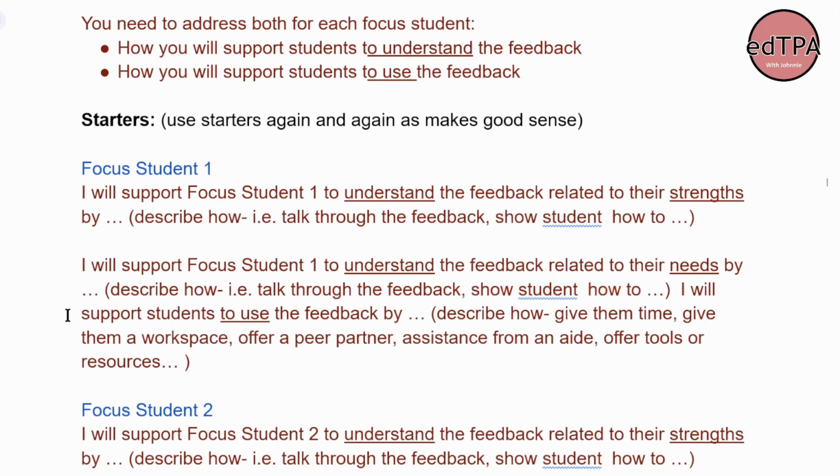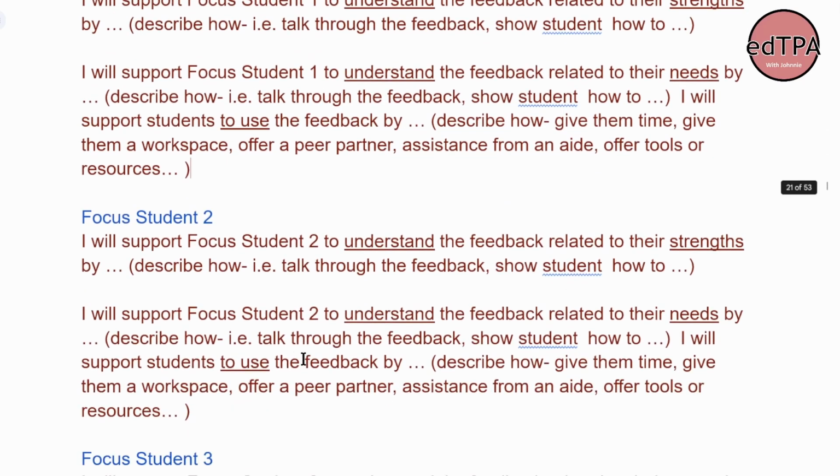But to support students to use the feedback, think about some strategies like giving them time, give them a workspace, offer a peer partner, assistance from an aide, offer tools or resources. Okay, so this is focus student 1. And so the shape of this one, where you're talking about understanding strengths and then understanding needs and supporting students to use the feedback, it's going to be the same for the others as well.